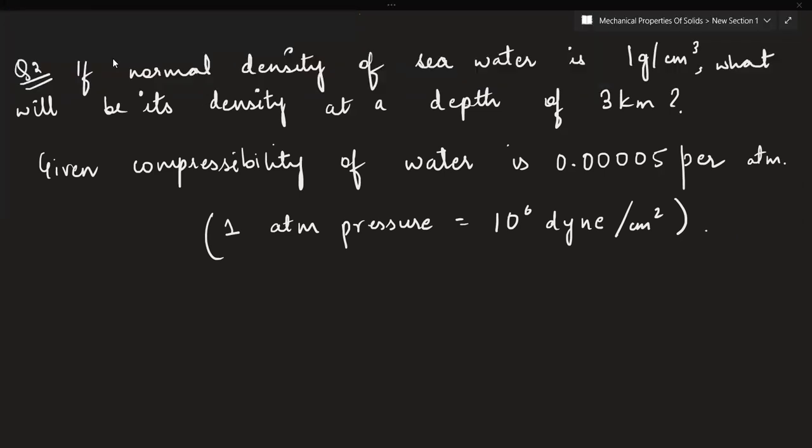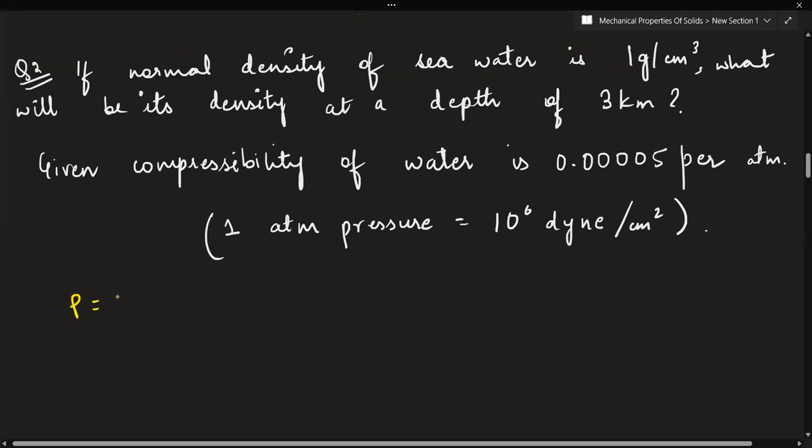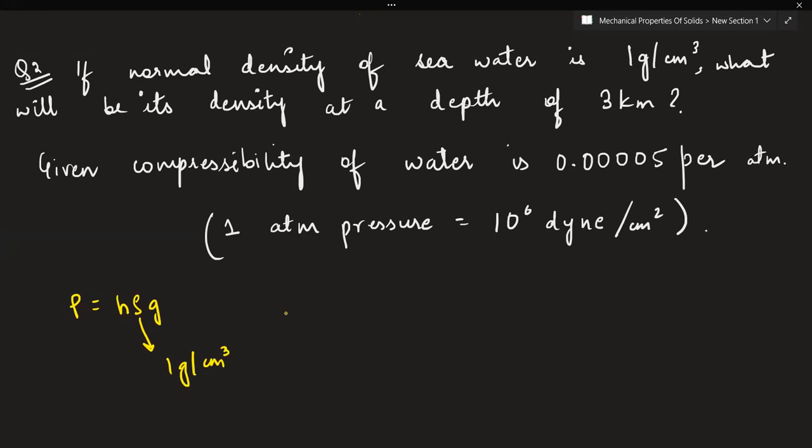Just in case you need the formula again, P is equal to H rho G. This will be covered in detail in the mechanics of fluids chapter. But remember the density of water in CGS, because all the densities are given in CGS. The density of water is 1 gram per centimeter cube in CGS. And in SI unit, as I wrote in the previous question, it is 1000 kg per meter cube.